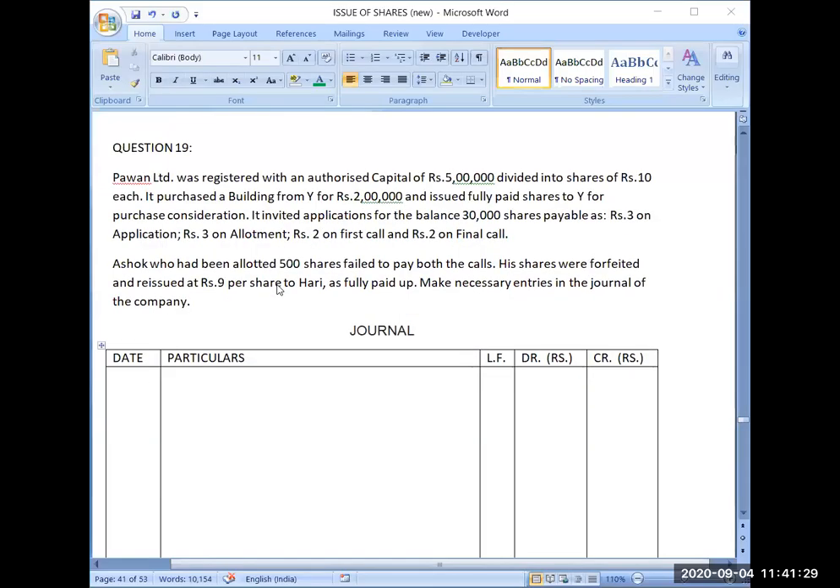Okay, now see this question. Common Limited was registered with an authorized capital of rupees 5 lakh divided into shares of rupees 10 each. It purchased a building from Y Limited for rupees 2 lakh and issued fully paid shares to Y for purchase consideration.